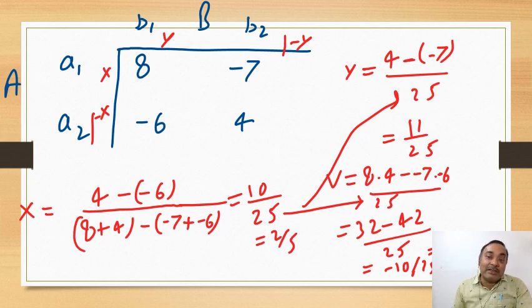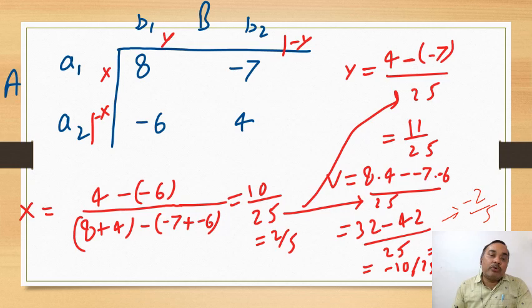So the denominator will remain the same for all, so I will simply copy it over here again. 11 upon 25. In the value of the game, again 32 minus 42 upon 25, that means minus 10 by 25, that means minus 2 by 5. So it is going to equal minus 2 upon 5.